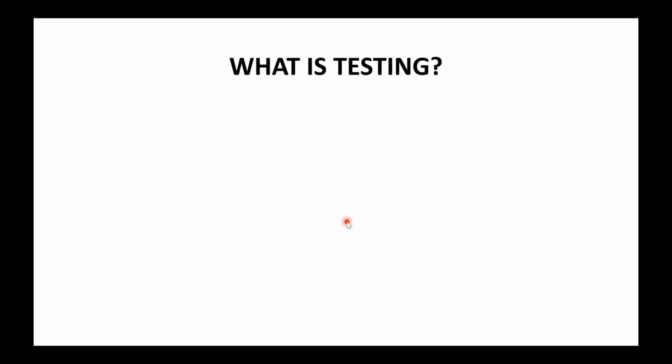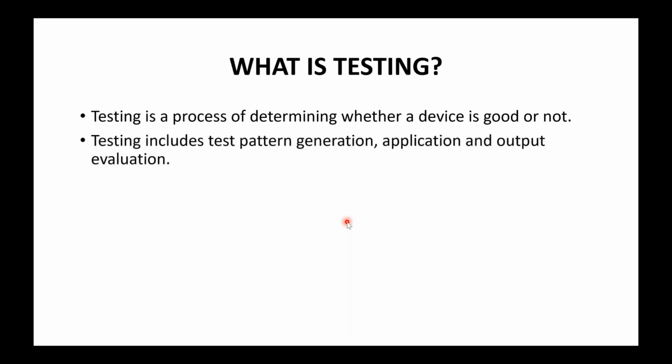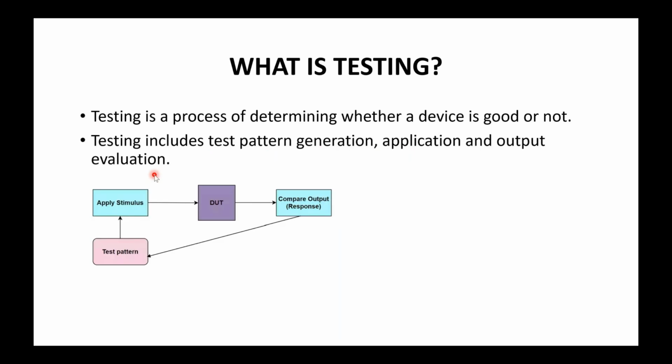Now we will see what is testing. Testing is a process of determining whether a device, in this case a chip, is good or not. Testing basically includes test pattern generation, application and output evaluation. During testing, the test patterns are generated by the DFT engineers in a process called automatic test pattern generation.